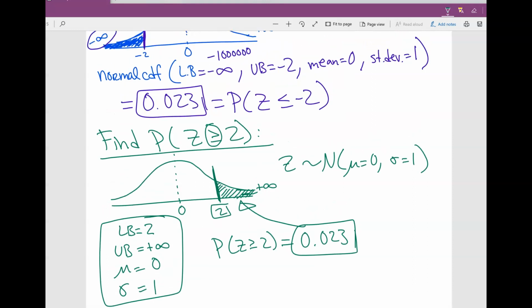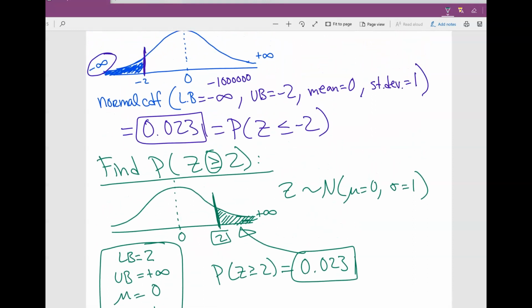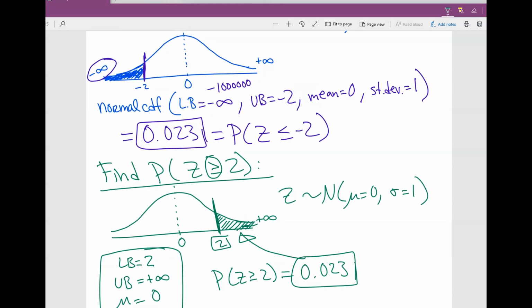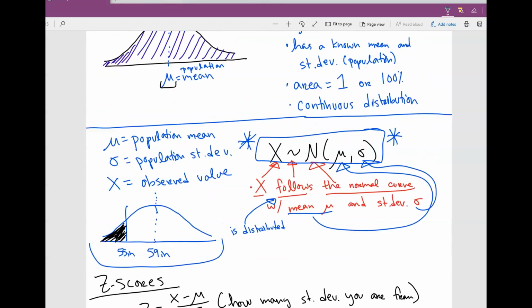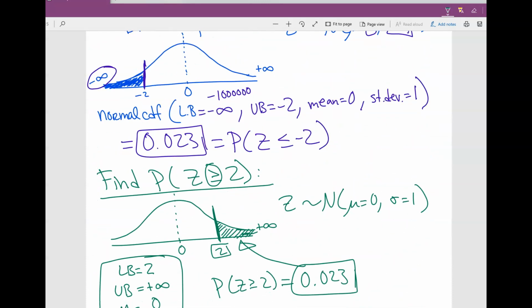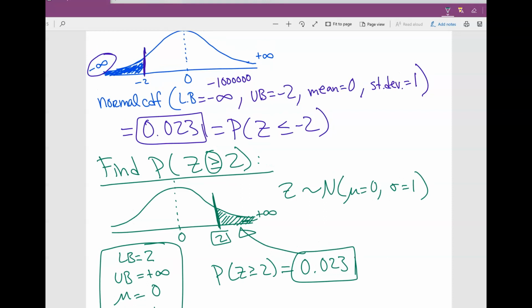And actually, you shouldn't be surprised that these probabilities are the same, because remember that normal curves are symmetric. So basically the area over on this side is going to be equal to the area over on that side.